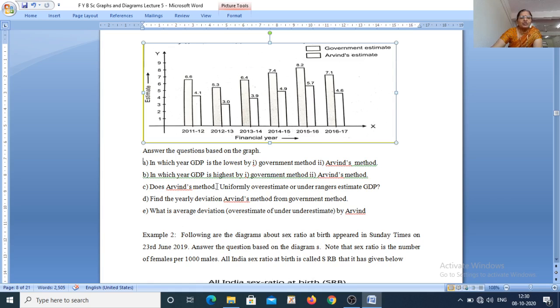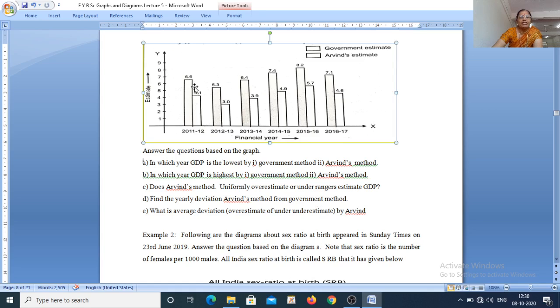Similarly, does Arvind's method uniformly overestimate or underestimate? Underestimate. It should be underestimate GDP. So Arvind's method always underestimates the GDP because government figures are always large as compared to Arvind's method. Find the yearly deviation of Arvind's method from the government method.